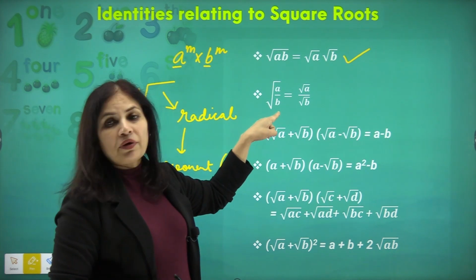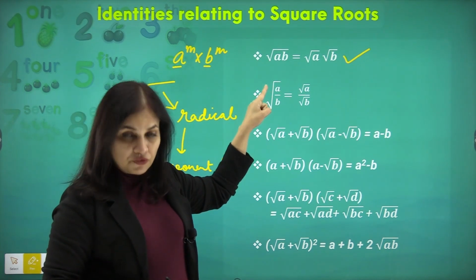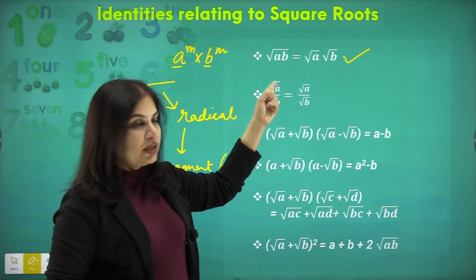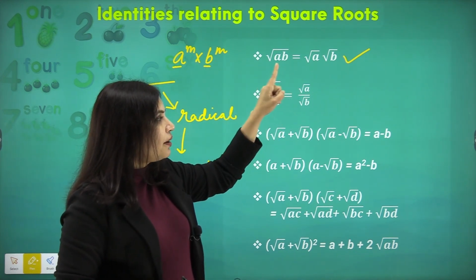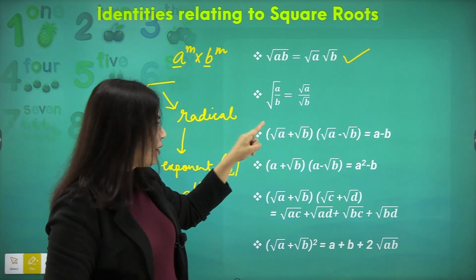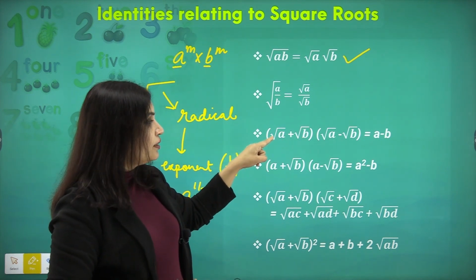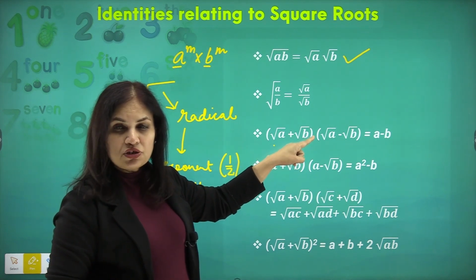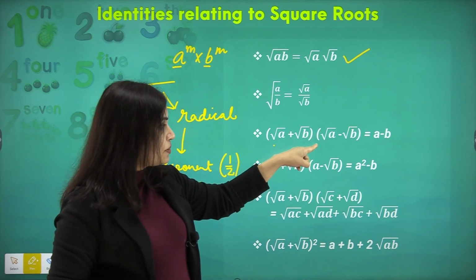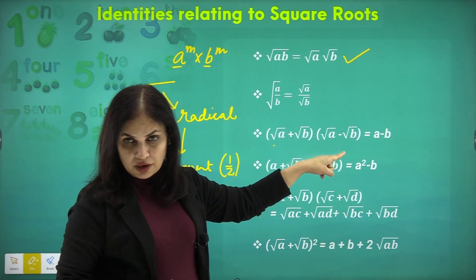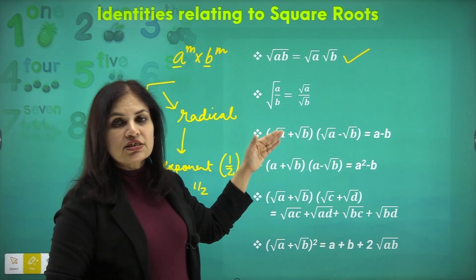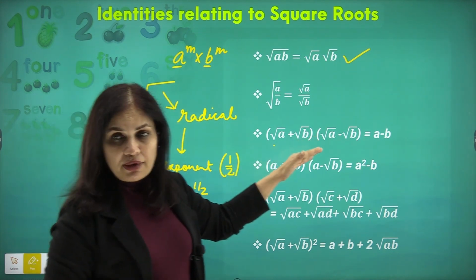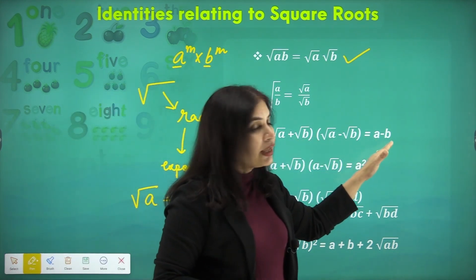Root a upon b, under root of a upon b means a upon b whole raised to the power half, which can be written as a raised to the power half upon b raised to the power half. Third, a raised to the power half plus b raised to the power half into a raised to the power half minus b raised to the power half. In the form of radical, it is written as root a plus root b into root a minus root b is equal to a minus b.